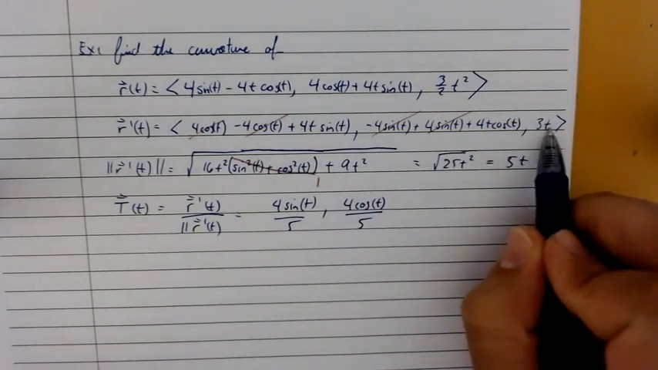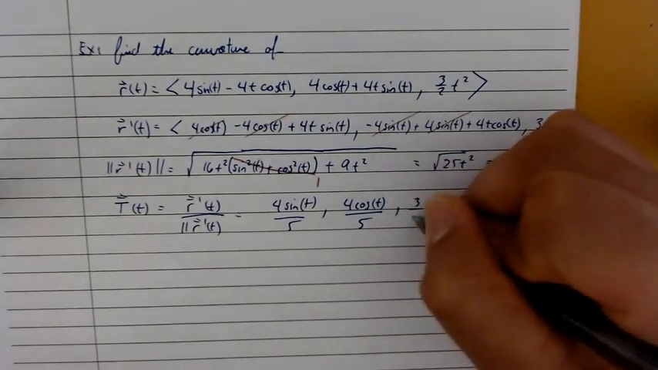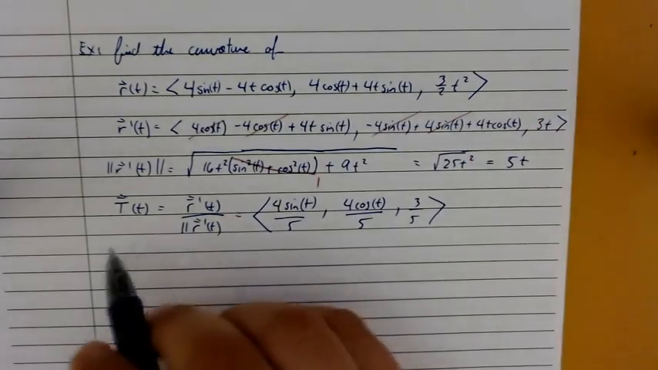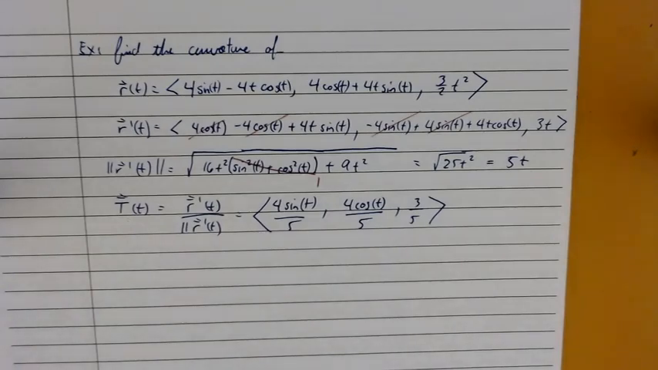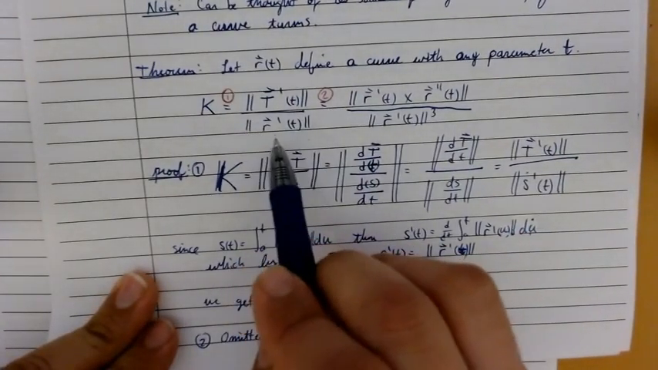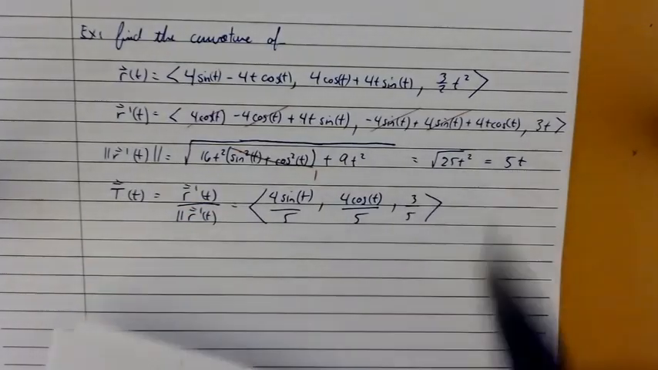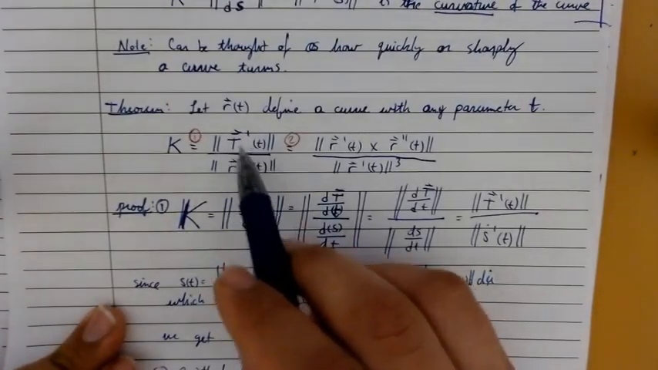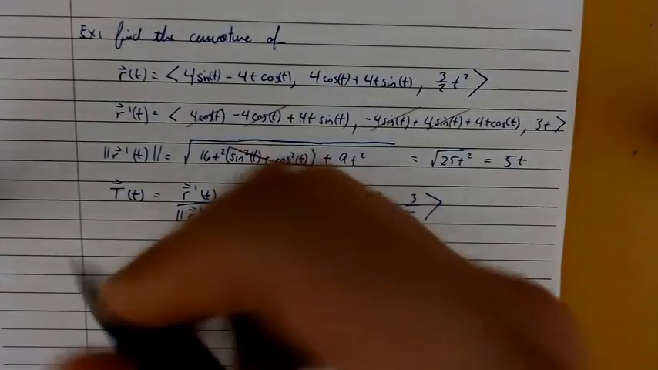And then here, 3t over 5t, the t's again divide away, and we're left with 3 over 5. Okay, so that is T, the unit tangent vector. Now remember, our formula here is we want to find our denominator, the magnitude of r prime. We actually already have that. Magnitude of r prime is 5t. And then we want the magnitude of the derivative of the unit tangent vector. So let's take the derivative of this one, find the magnitude, and then we're done.